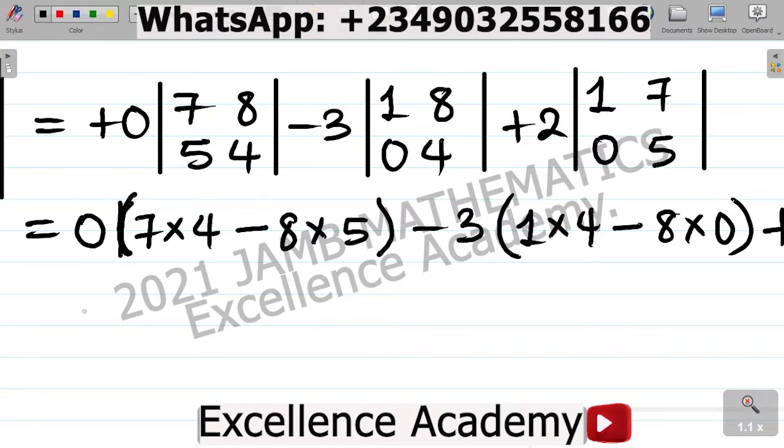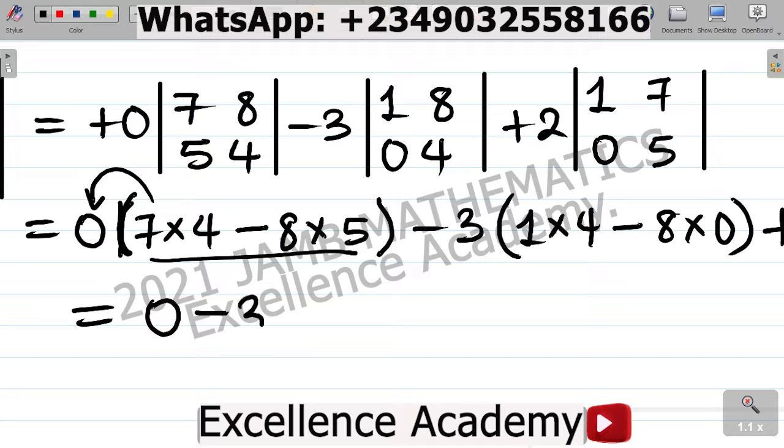This is equal to, now for this particular question, we don't have to stress ourselves. Don't forget, this is a JAMB maths, and JAMB maths can be very fast. Whatever result we get here, we will be multiplying it with 0, and anything times 0 is 0. So don't stress yourself. This will give you 0, because anything multiplied by the 0 outside will give us 0.